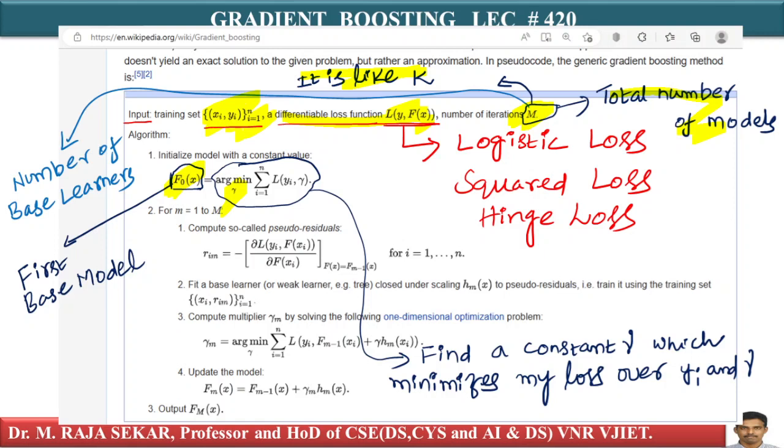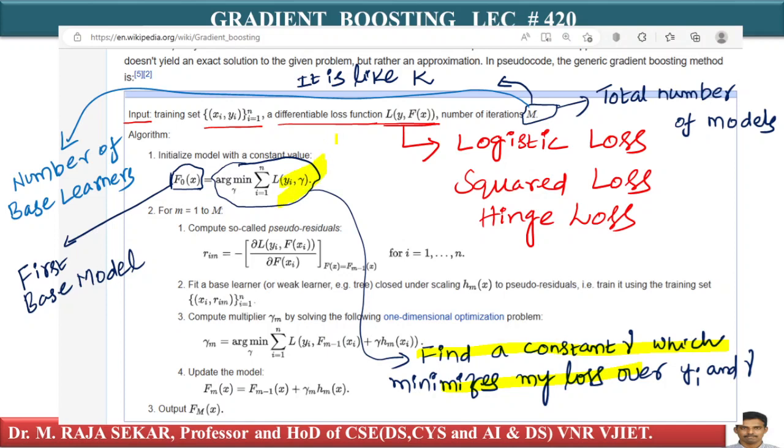What is my f0 of x? It is argmin over gamma of sigma i equal to 1 to n of L(yi, gamma). Remember, your (xi, yi), i equal to 1 to n, is already given. It is basically saying find a constant gamma which minimizes my loss over yi, gamma.